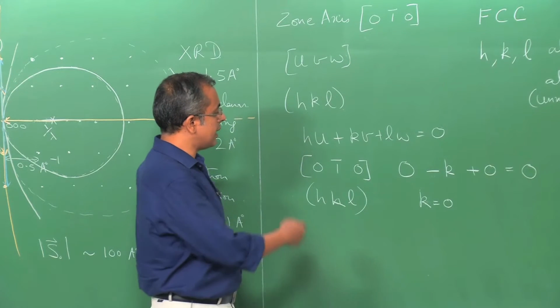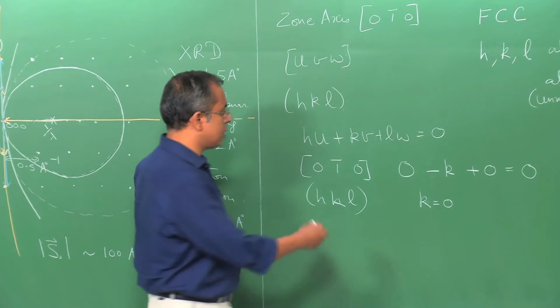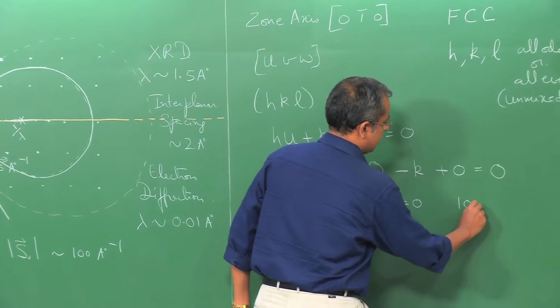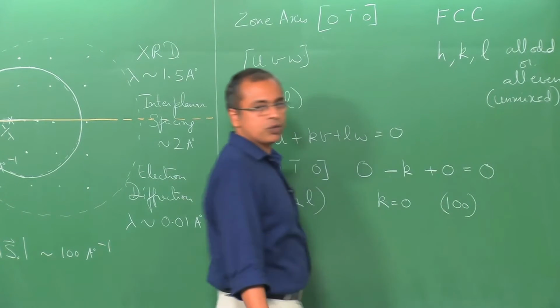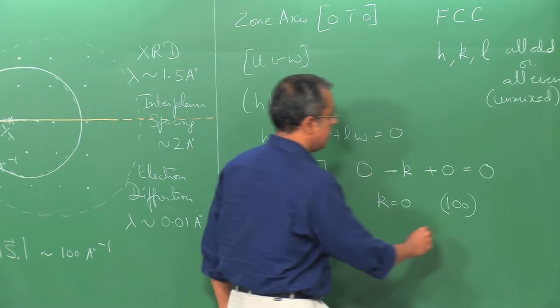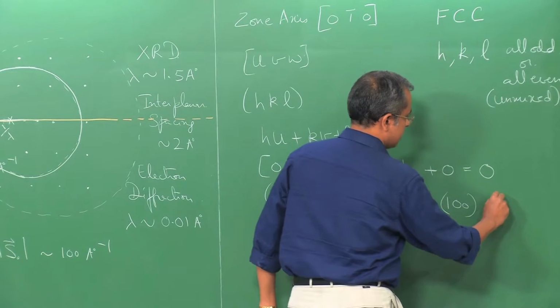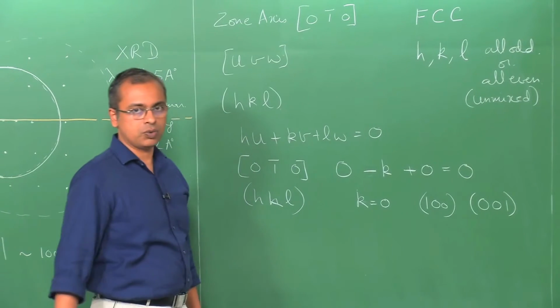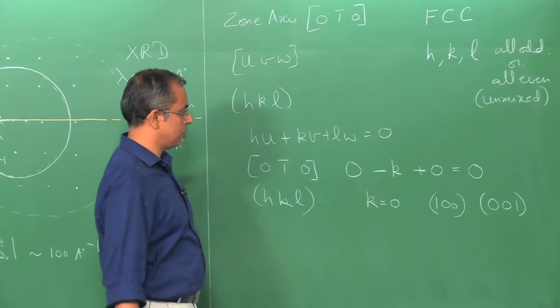So, I can write all these planes. Quite simply, if I have a 1 0 0 plane, it would belong to this zone, and I could also have a 0 0 1 plane that would also belong to this zone, right. So, all of these would belong to this zone.